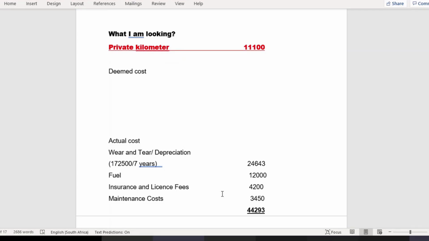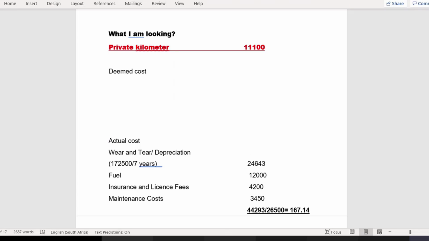44,290. So to get your actual cost per kilometer, you're going to take 44,293 and divide it by 26,500, which is your total kilometers traveled. Because you need to get the actual cost per kilometer, you divide this by 26,500, and then you multiply that by 100. It gives me 167.14. Then you say equals 167.14. That's what I got.